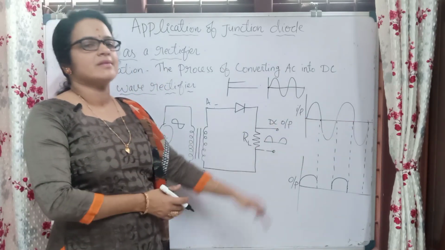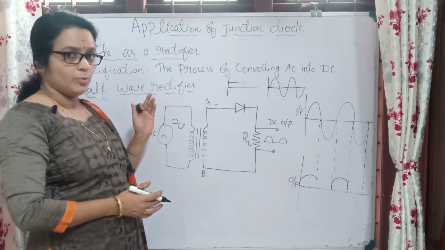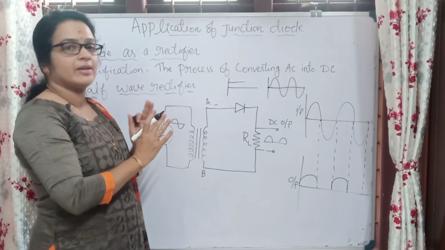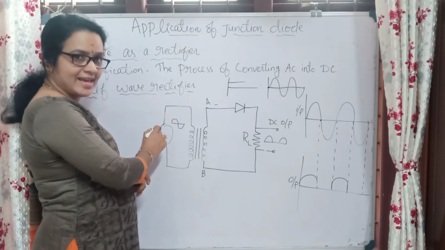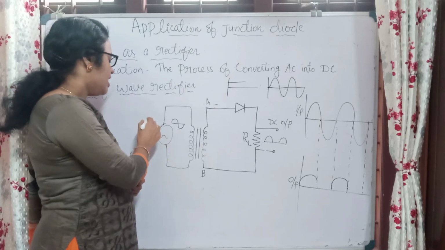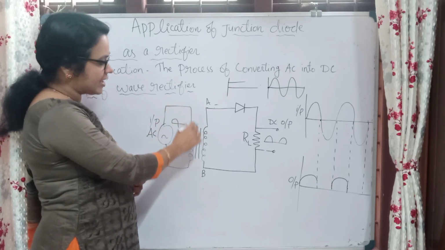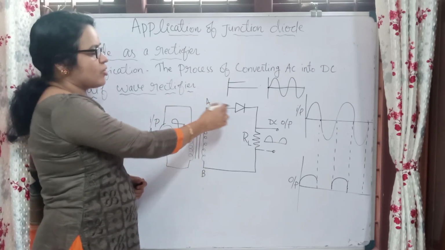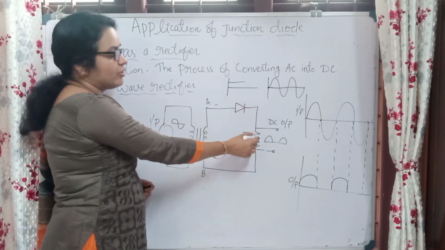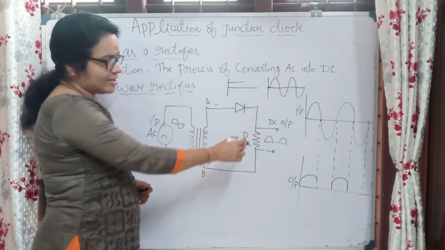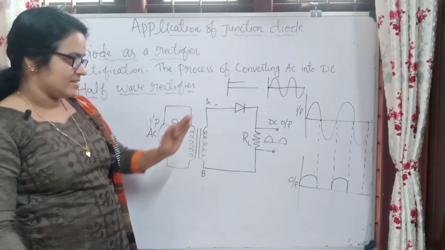So for getting the complete output, we have to use a full wave rectifier. So hope it is clear to you, this half wave rectifier. Here I will just explain that once more. Here we have an AC circuit. Okay, AC input we are giving. This is the input, and this input we are applying to the transformer, and from the transformer we are connecting to the diode, that is the semiconductor diode, and from the negative side of the diode we are connecting to the load resistor, that is the output. Okay, here the end B of the transformer is also connected to the load resistor.